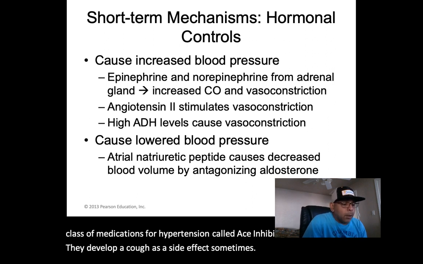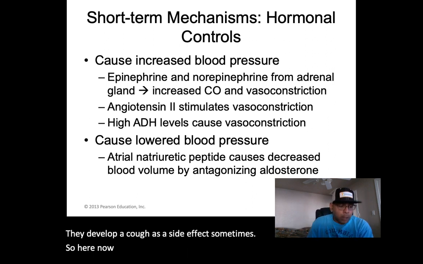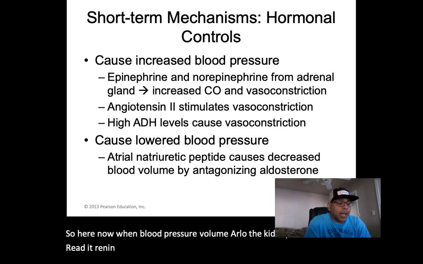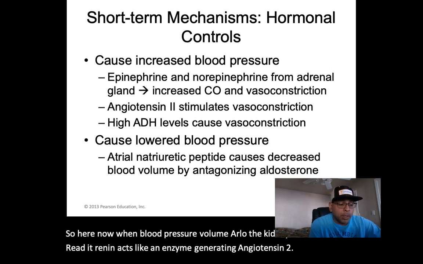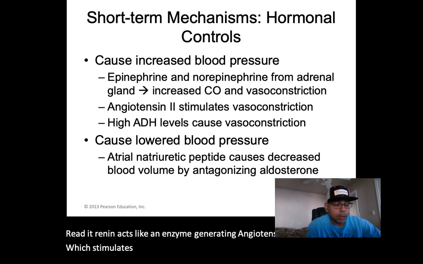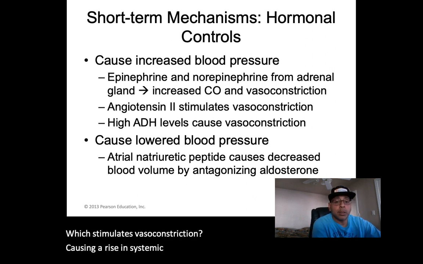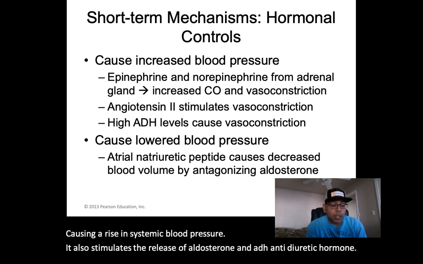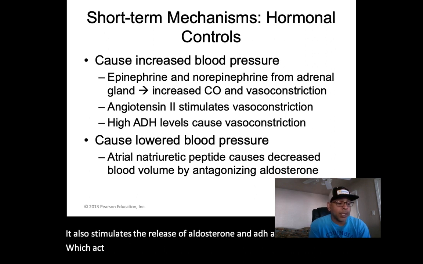So here now, when blood pressure or volume are low, the kidneys will release renin. Renin acts like an enzyme generating angiotensin 2, which stimulates vasoconstriction, causing a rise in systemic blood pressure. It also stimulates the release of aldosterone and ADH, antidiuretic hormone, which act in long-term regulation of blood pressure.